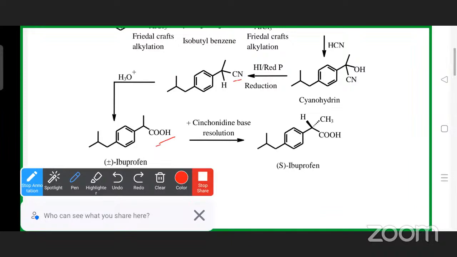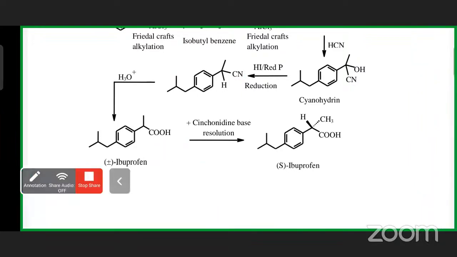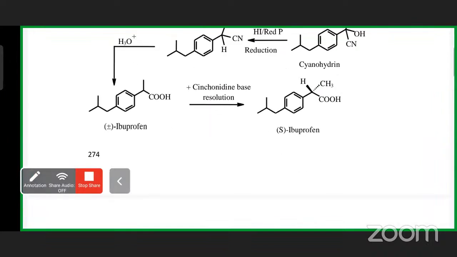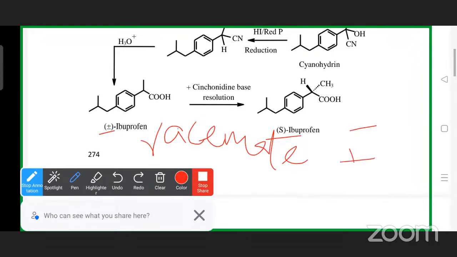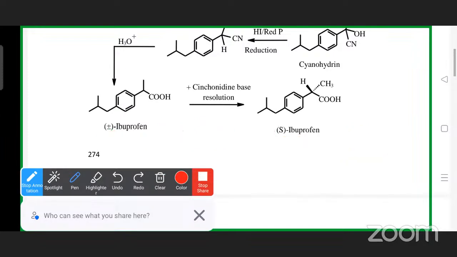Okay, and this compound which is formed is a racemic mixture. So this is nothing but your ibuprofen, and this ibuprofen is obtained as a racemic mixture, the plus and minus, racemate. In the racemate we need only the minus isomer, but the plus isomer is not required here. So you have to separate these two isomers by doing the resolution technique, right?